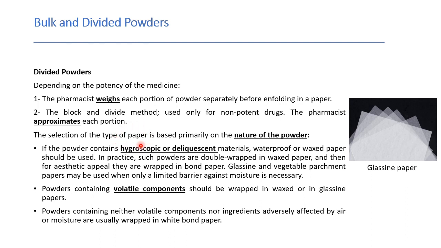The type of paper that I use to wrap the powder depends on the nature of the powder. So if we have hygroscopic or deliquescent materials, then waterproof or waxed paper should be used. Glassine and vegetable parchment papers are available and can be used in this case. Powder containing volatile components should be wrapped in waxed or glassine papers. If the powder doesn't contain any volatile or hygroscopic material, then in this case the powder can be wrapped in white bond paper.